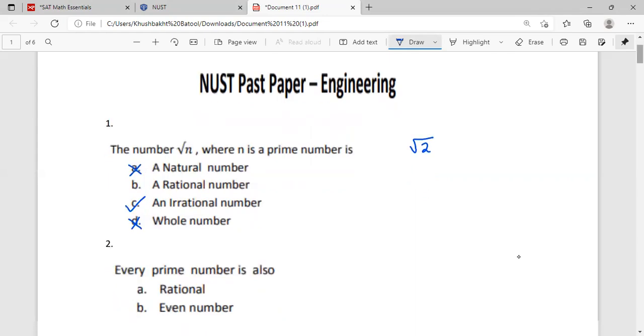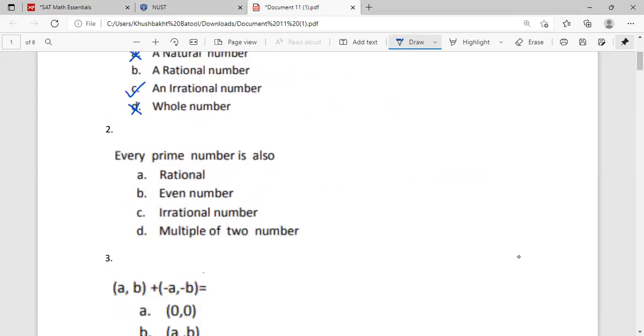Okay, let's talk about the second question. Every prime number is also a rational number, an even number, an irrational number, or a multiple of two numbers. Okay, think about prime numbers now. We have 2, 3, 7, and so on. All these are prime numbers, right? A prime number is a number that can be divided by itself and one only. So all these are prime numbers. Every prime number is an integer. It is a positive integer.